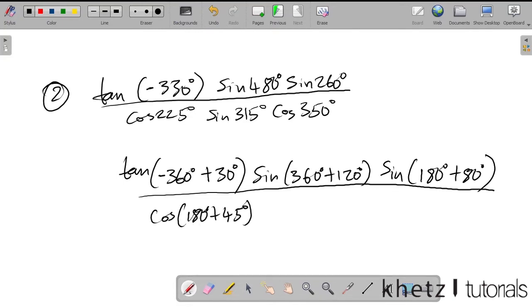45 degrees greater than 180. Then here you have 315, which is basically 45 degrees less than 360. And at the bottom, you basically just have your, what do you have? You have this cosine here, which is 10 degrees less than your 360.